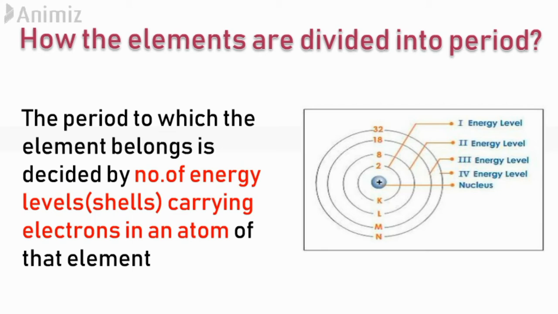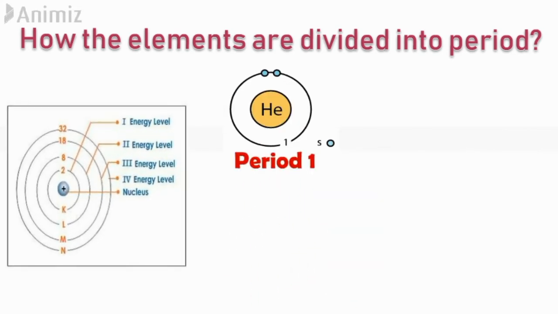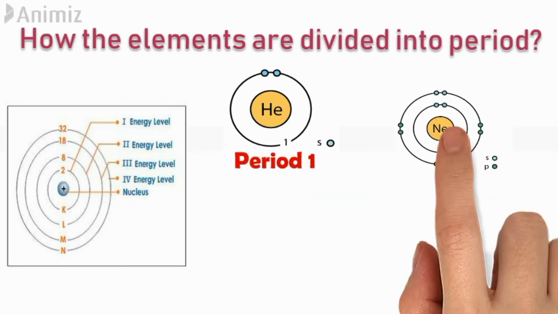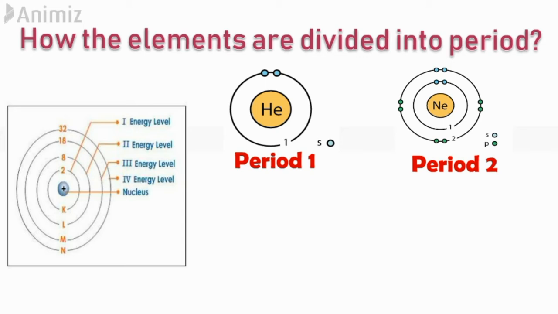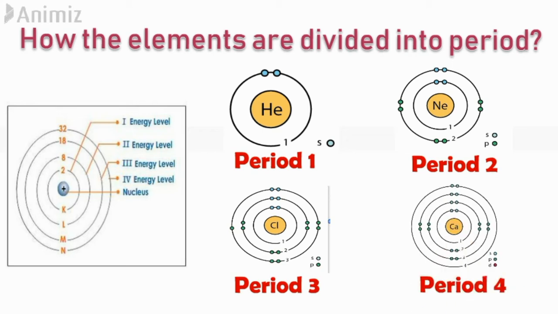So, in the diagram you can observe all the 4 energy levels. Now, using these energy levels, we'll find the period number. If we consider helium, only the first energy level carries electrons. Therefore, it is in period number 1. Then, if the first and the second energy levels carry electrons, that is period 2. If only the first, second and third energy levels carry electrons, it is period 3. And if all 4 energy levels carry electrons, then that is period 4.